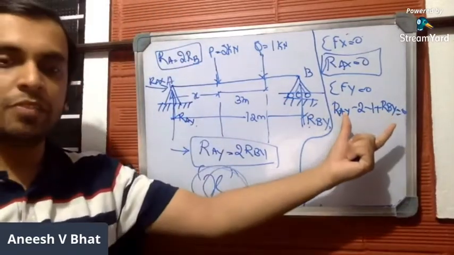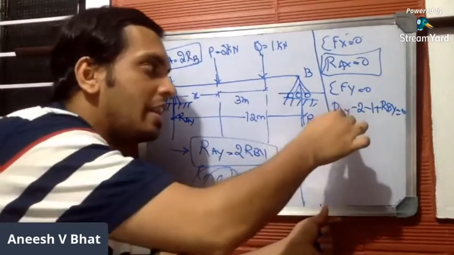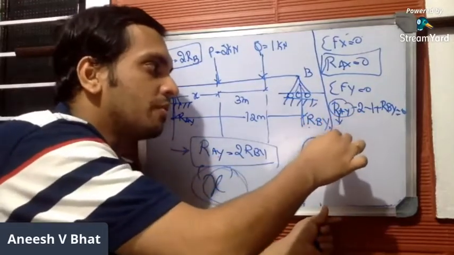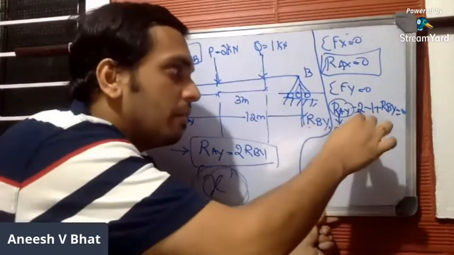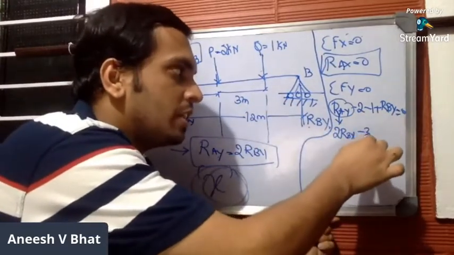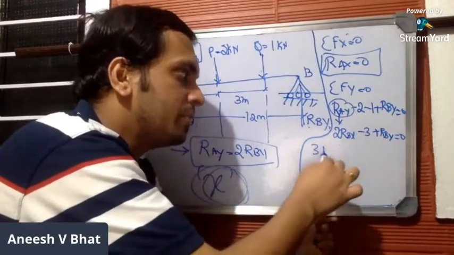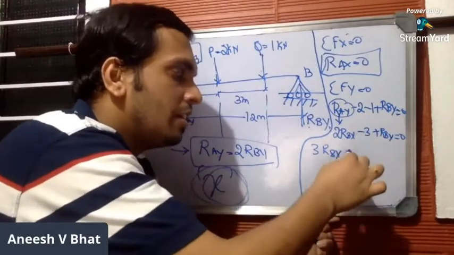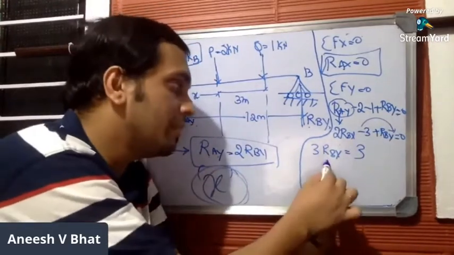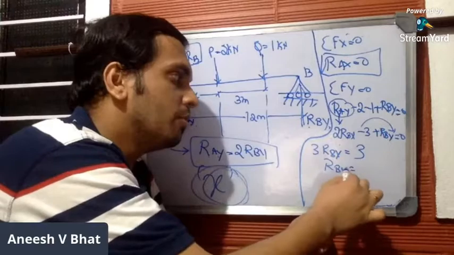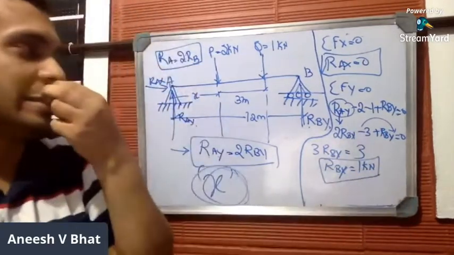For this equation, you can apply the condition. As per the condition, Ray is equal to 2 times Rby. Substituting, 2 times Rby minus 2 minus 1, which is minus 3, plus Rby is equal to 0. So this becomes 3 times Rby is equal to 3. Or Rby is equal to 1 kilonewton.